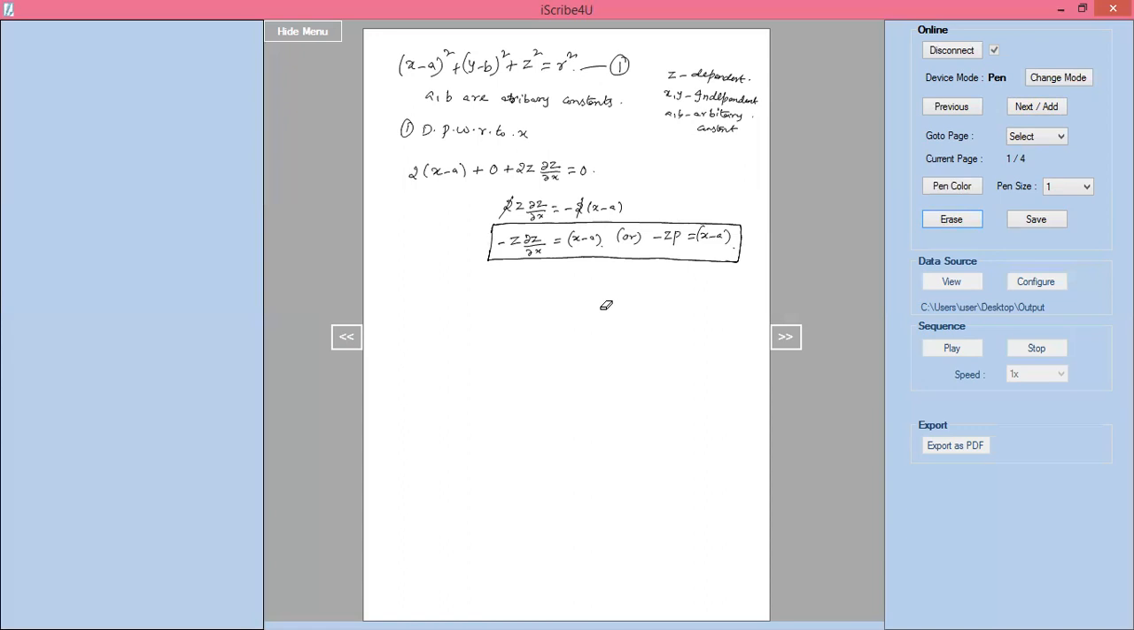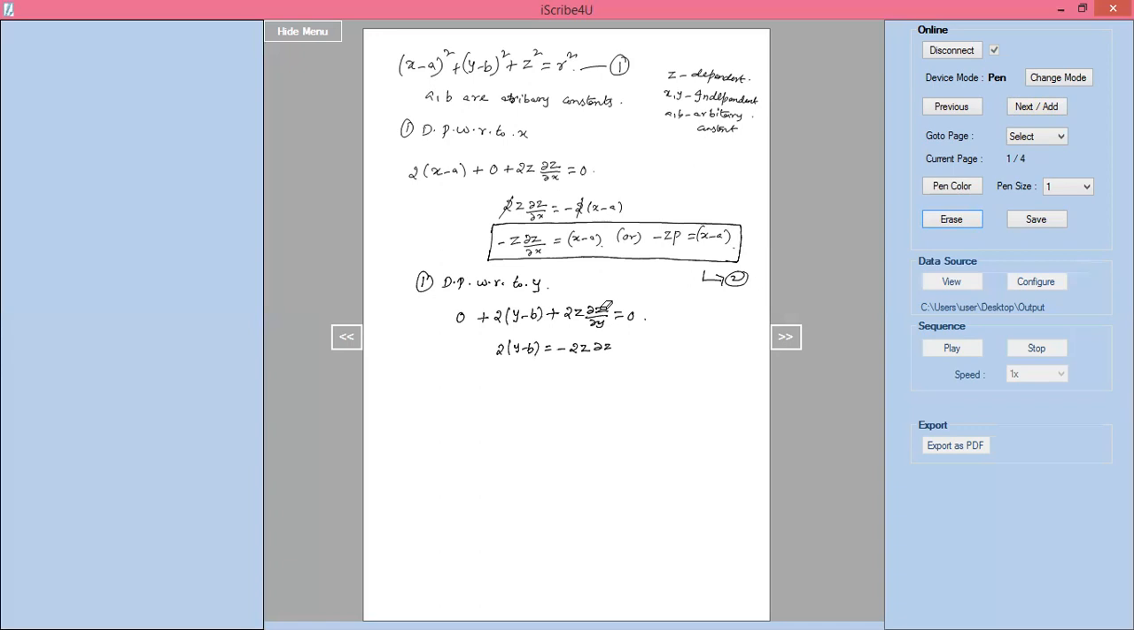Considering equation number 2. Next, equation 1, differentiate partially with respect to y. (x minus a) whole square gives 0. (y minus b) whole square gives 2 into (y minus b), plus differentiation of z square gives 2z into dou z by dou y, equal to differentiation of r square, which is 0. Now I can write 2 into (y minus b) equal to minus 2 into z into dou z by dou y.